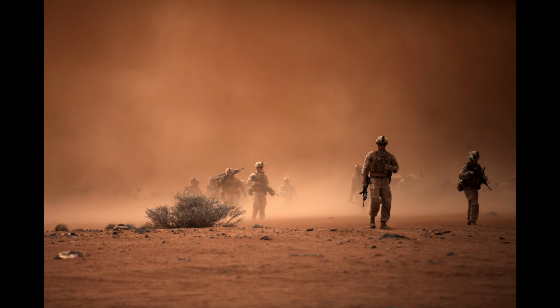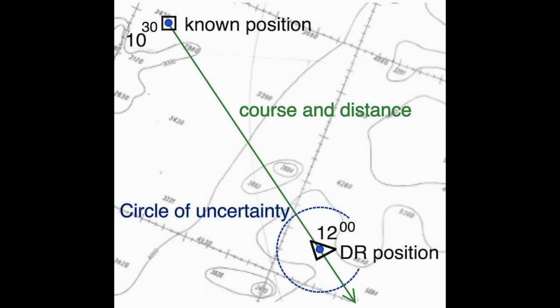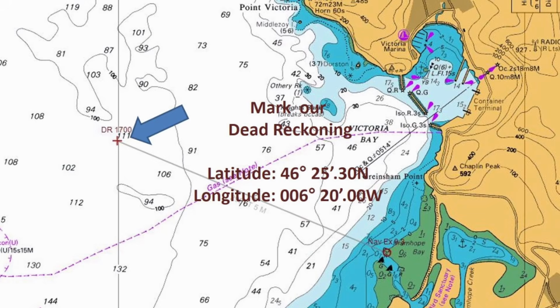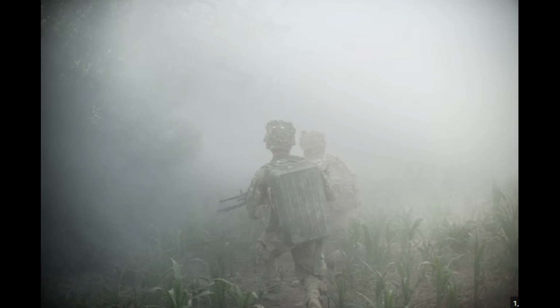Dead Reckoning is a fundamental navigation technique that tracks your movement from a known position using compass bearings and distance estimation. When landmarks are scarce or visibility is limited, think of fog or night or dense terrain, Dead Reckoning ensures you stay oriented and reach your destination.